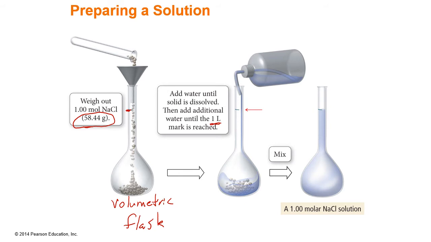We do need to add the solid first and a small amount of our solvent in order to get it to dissolve, because the dissolving process actually increases the volume just a little bit. So we want to make sure it's all completely dissolved before we bring the solution volume up to the line on the neck of the volumetric flask.